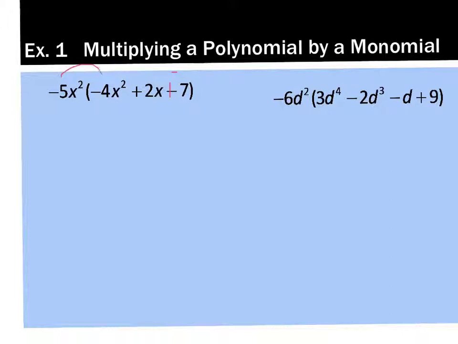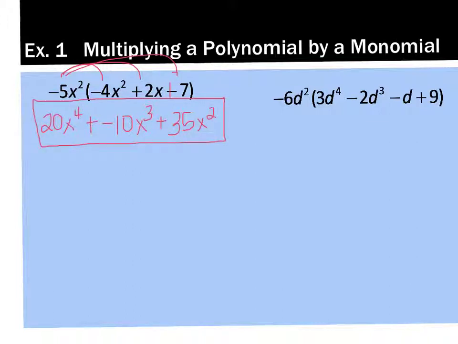So if we take negative 5 times negative 4, that's a positive 20, and then x to the second times x to the second becomes x to the fourth, plus, and then if we take negative 5 times 2, that's negative 10. And then x to the second times x would become x to the third. Plus, and then negative 5 times negative 7 would be a positive 35, and it would be x to the second. Now after you multiply today, you're going to want to check to see if you have any like terms that you could combine. And in this case, we don't. We have the same variable, but they do not have the same exponent, so we cannot combine them. So we would be done.